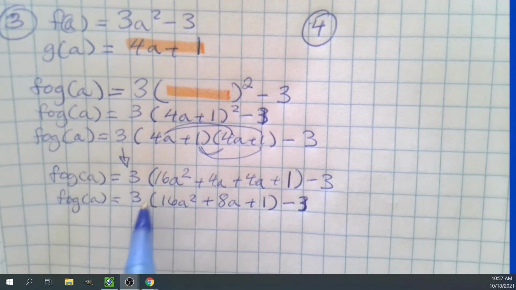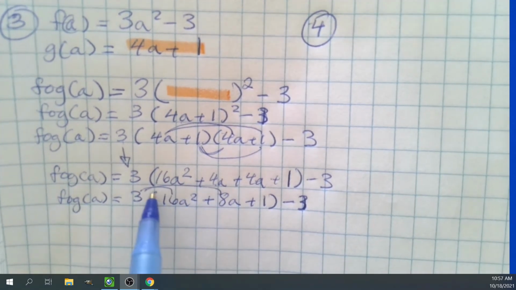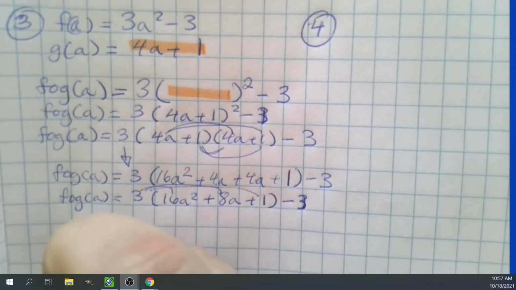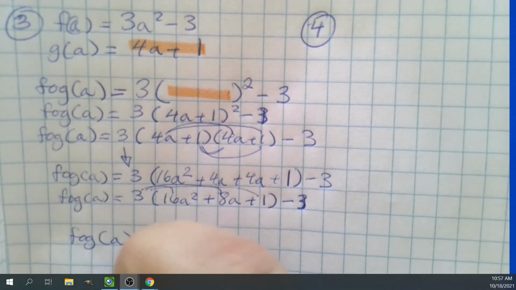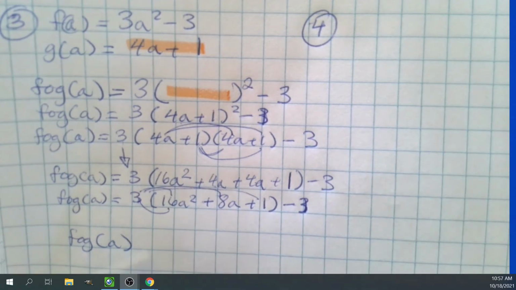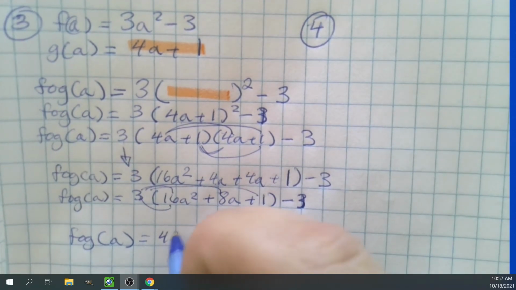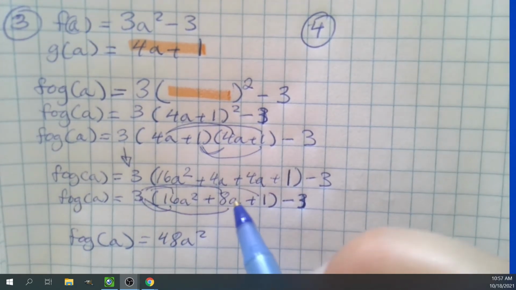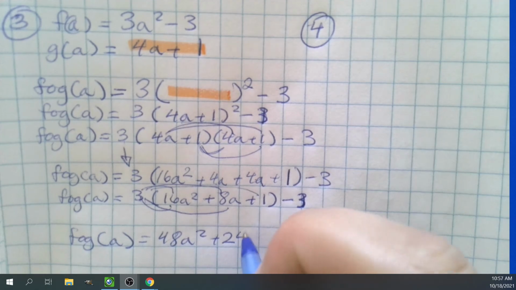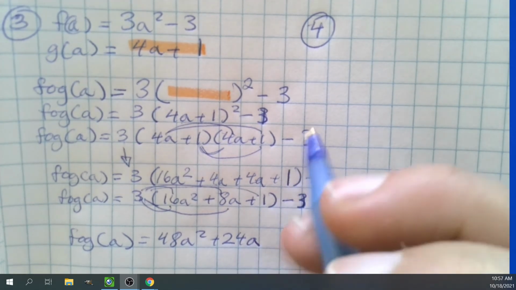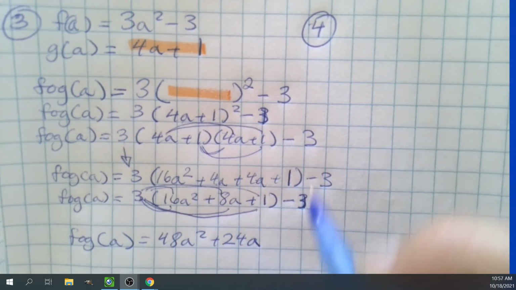And then distribute. 3 times 16, 3 times 8, 3 times 1. I'll do the 3 times 16, and you guys are going to help me with the others. 3 times 16 is 30 plus 18, 48a squared. What is 3 times 8? 24. Does the a change, or is it a squared or just a? Just a. 3 times 1 is 3.